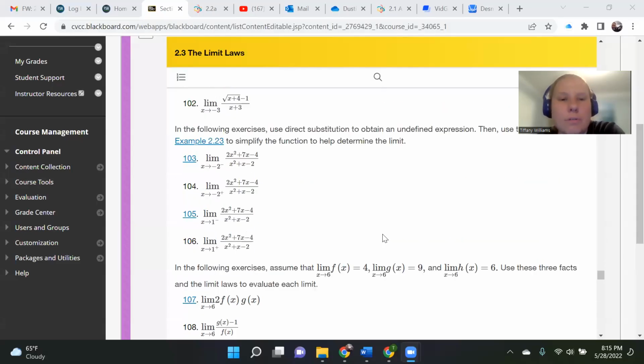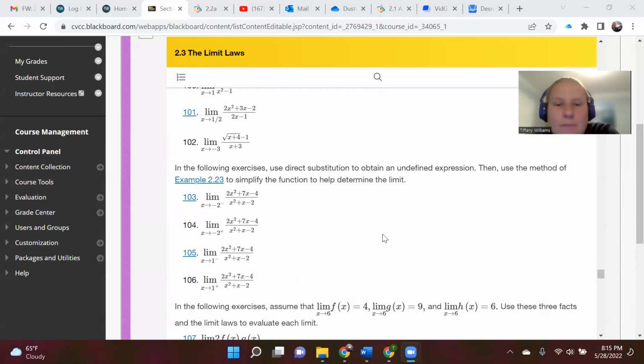So number 103, they do tell us in the following exercises, use direct substitution to obtain an undefined expression. So we know we're going to get something undefined. Then use the method of example 2.23 to simplify the function to help determine the limit.